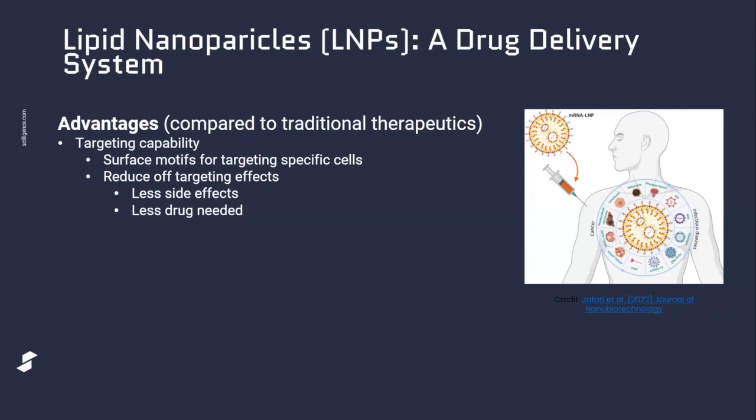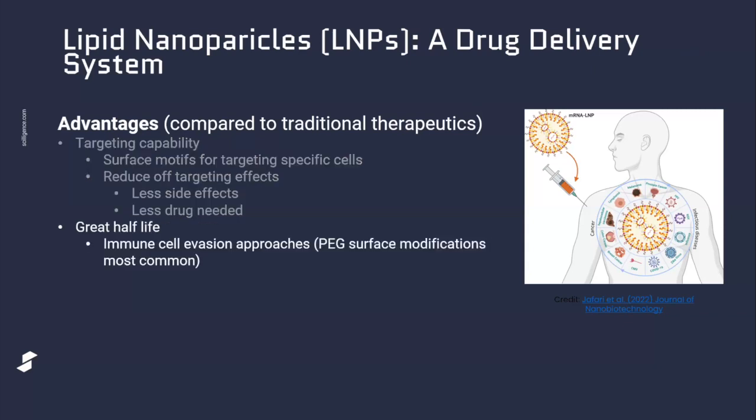So I'll go into the advantages, which I'll start with the targeting capabilities. So surface motifs allow for targeting specific cells. And with this targeting capability, you can reduce off-targeting effects. So there'll be fewer side effects to your drug and less drug would be needed. Lipid nanoparticles have a great half-life. So oftentimes the nanoparticles will have a PEG surface modification, which will allow for immune cell evasion.